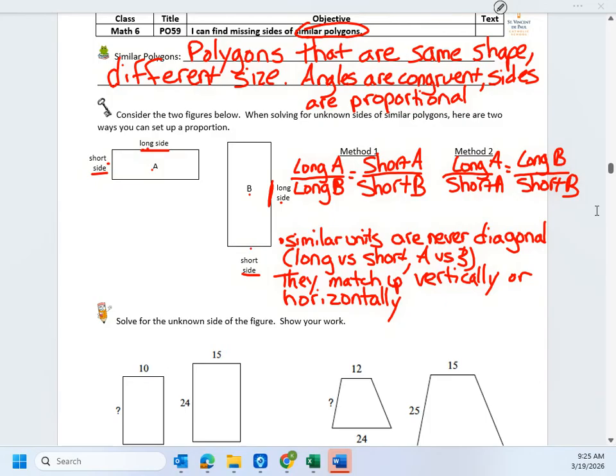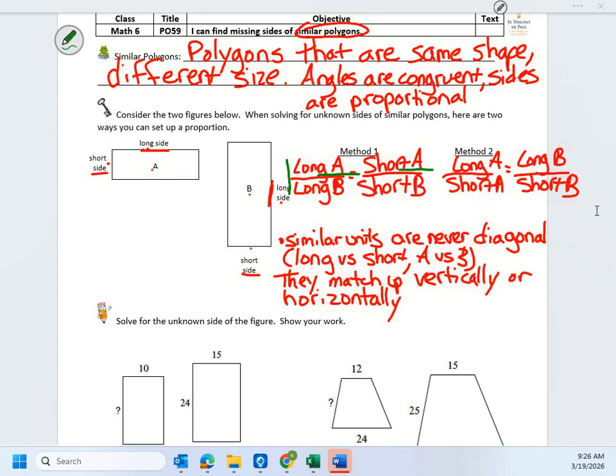So when we look at those two methods, we see there's the long over the long, that's vertical. Long, long, they match up. Then when we look at the other side, we see short over short. Vertically, they match up. Horizontally, going across, we see A to A on the top, B to B on the bottom. So it's always going to be same going up and down, same going across.